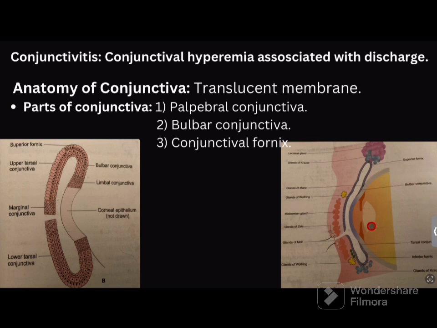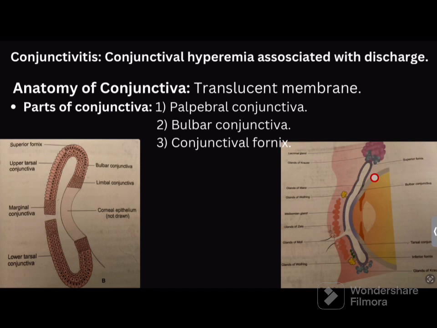Just observe the diagram on the right side. So what are the glands of conjunctiva? You will have 2 types of glands, right? One will be your mucin secretory glands and then accessory lacrimal glands. Mucin secreting glands, what are they? They are the goblet cells, the crypts of Henle, and the glands of Manz. Okay.